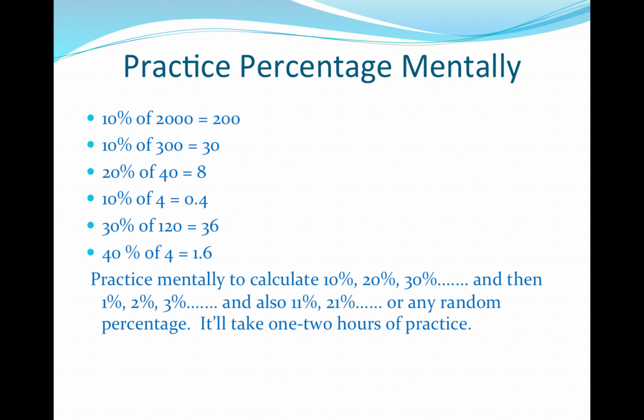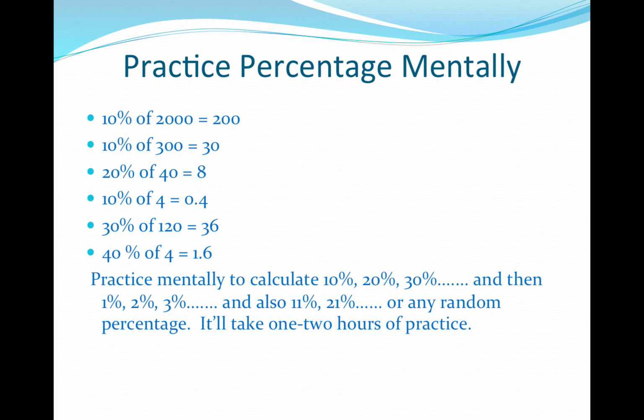30% of 120. To find 30% of 120, first we need to find 10% of 120. So 10% of 120 is 12 and 30% is 3 times of 10%. So 3 times of 12 is 36. So 36 is 30% of 120. 40% of 4. Here we have already calculated 10% of 4. 10% of 4 is 0.4 and 40% is 4 times of 10%. So 0.4 multiplied by 4 is 1.6. So 40% of 4 is 1.6.